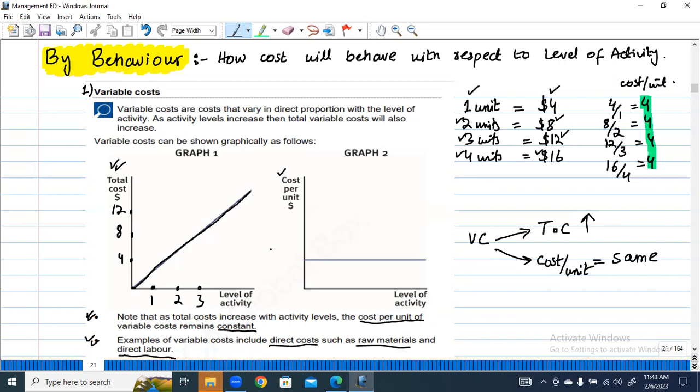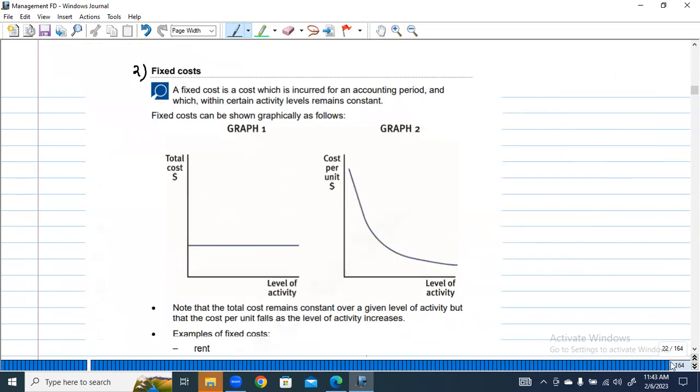Now the second cost by behavior is fixed cost. What is fixed cost? A fixed cost is a cost which is incurred for an accounting period and which, within a certain activity level, remains constant. Such a cost which remains constant within a certain level of activity is known as fixed cost. For example, a very simple example is the rent. Say the rent of a factory is $1,000.